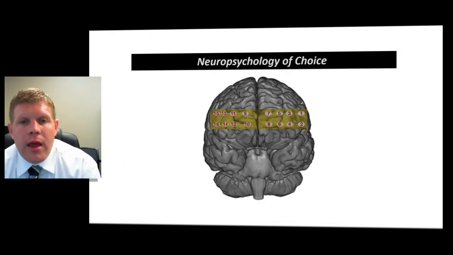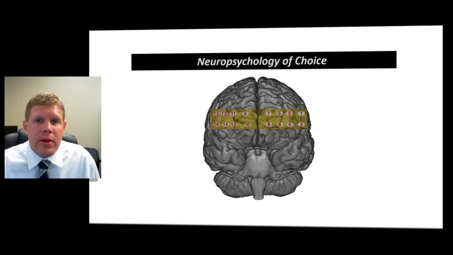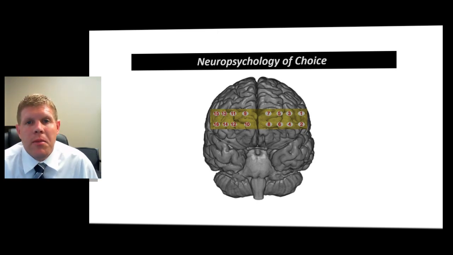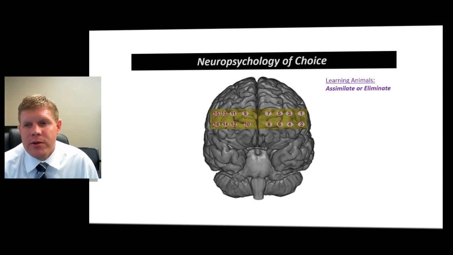Okay, to end this lecture, we're going to talk a little bit more specifically about the conscious part of the brain, the prefrontal cortex, where we make decisions and make choices and direct our behavior consciously. As learning animals, it's important to understand that we are supposed to either assimilate or eliminate, and those are just fancy words for, as we experience things in our life, either we want to embrace them and make them a part of our life or get them out of our lives because they're destructive or dangerous for our lives.